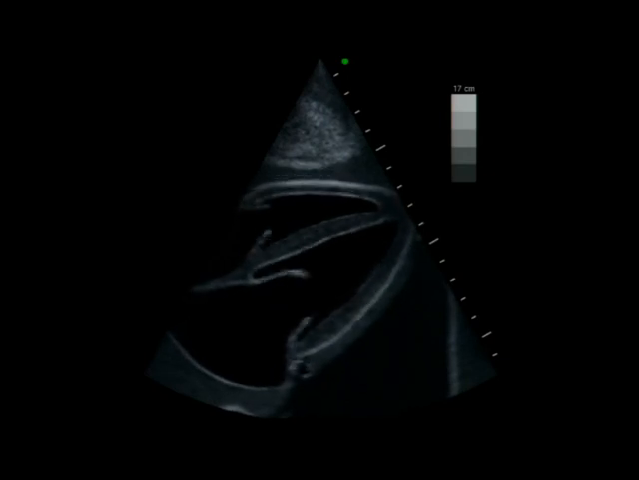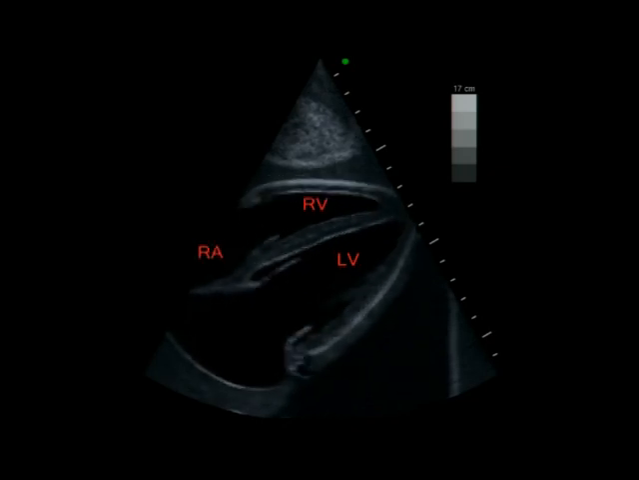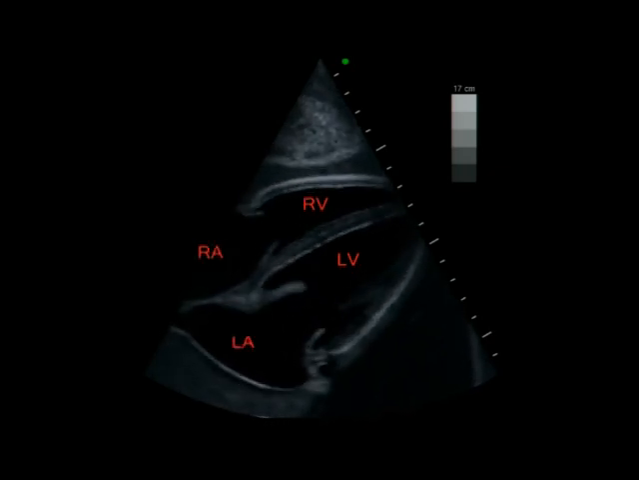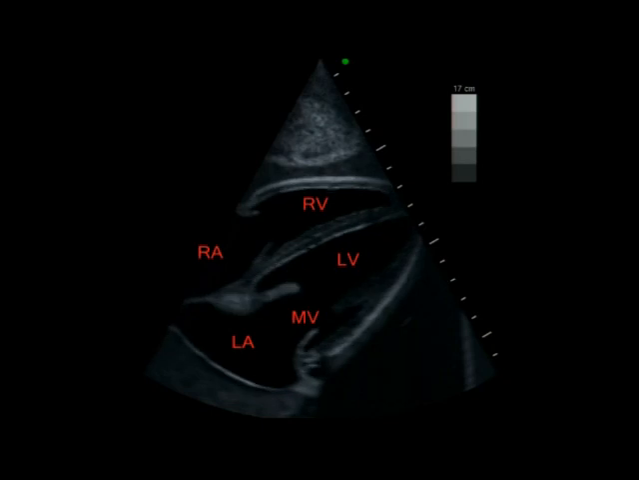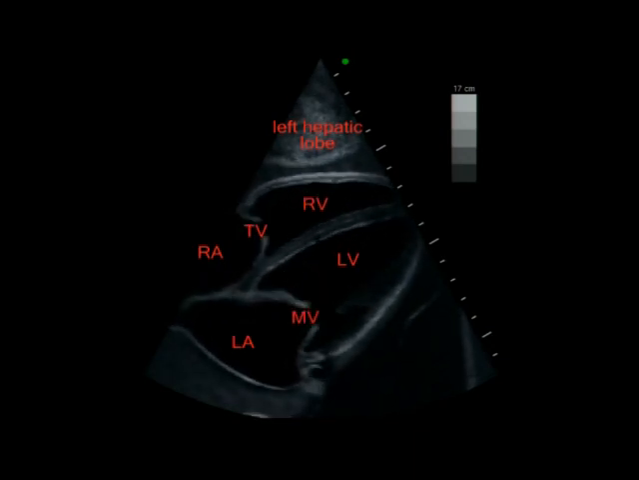In this subcostal 4-chamber view, we see the right ventricle at the top, the left ventricle, the right atrium and the left atrium. The valves, once again, are mitral and tricuspid. At the top of the screen, we see a portion of the left liver lobe, which allows us to look through. Artifacts in this position can include bowel gas, which would prevent us from visualizing.